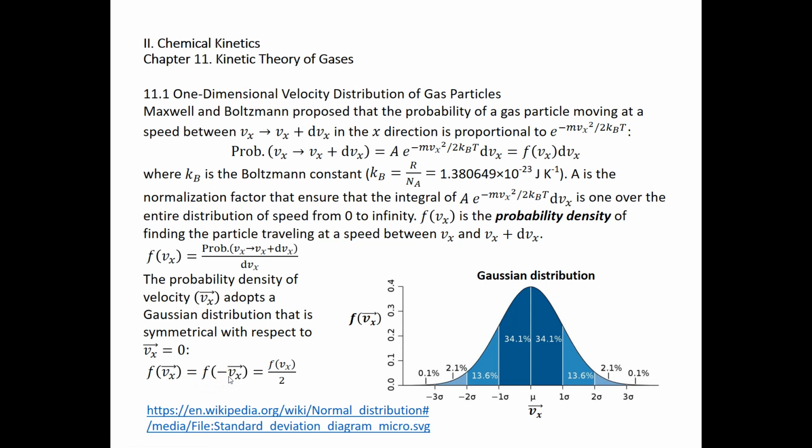And that's why we have a Gaussian distribution of velocity, symmetrical with respect to zero velocity in the middle. You can see on the left we have negative velocity, on the right we have positive velocity. Now here we have the probability density of velocity.